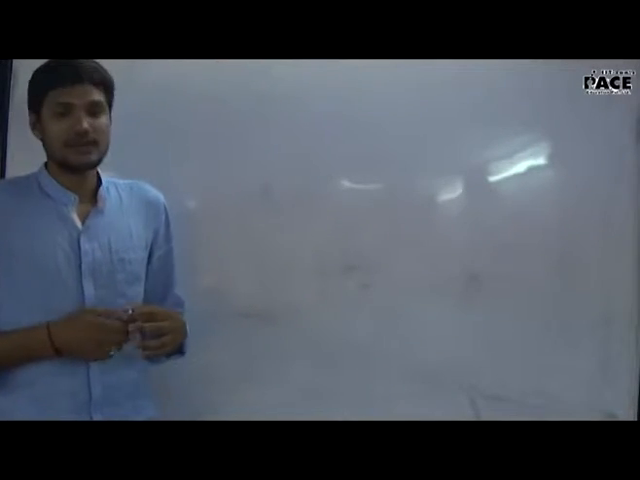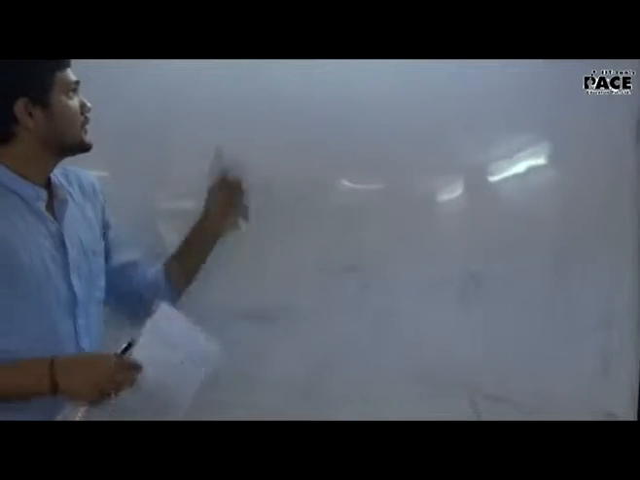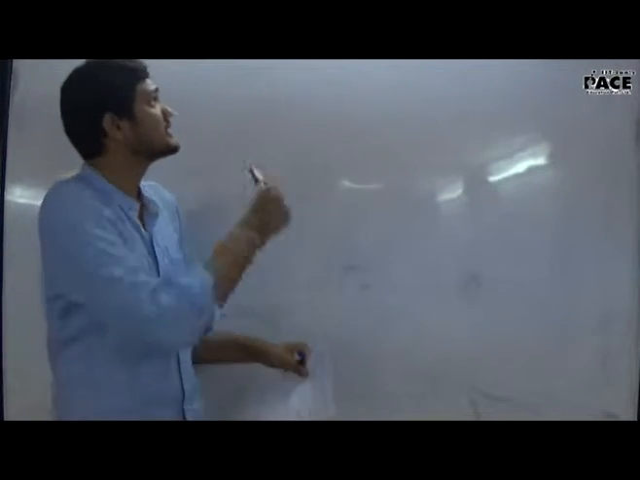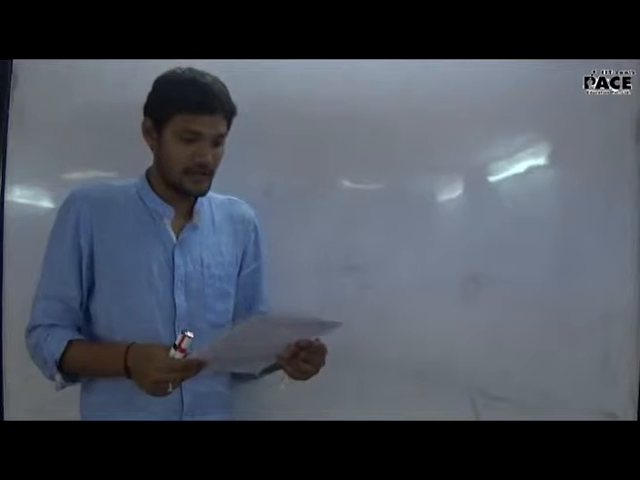Now I'll be showing the solutions of AIPMT 2015. The code for the booklet is F. Now I'll be discussing question number 136 to 140.